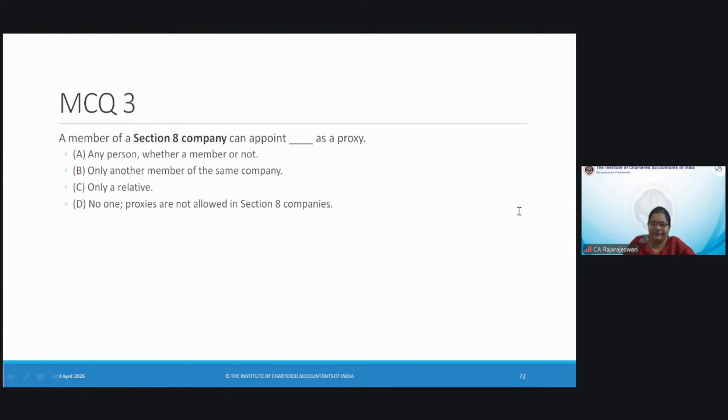See, for other companies, a proxy need not be a member. But for a Section 8 company, a proxy should be a member. Many have given the correct answer. The rule says that for every company, generally a proxy can be a member or not; proxy need not be a member. But for a Section 8 company, the proxy should be a member.